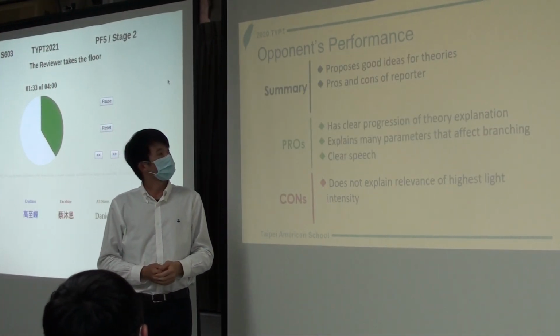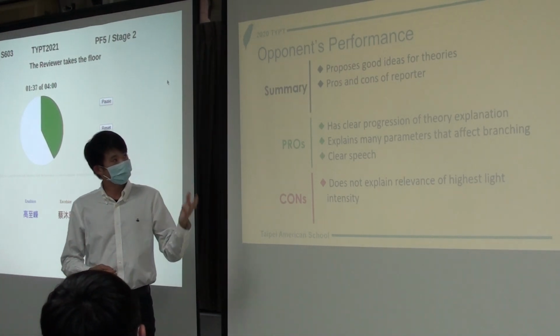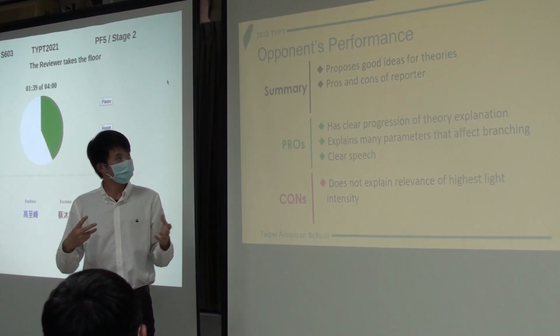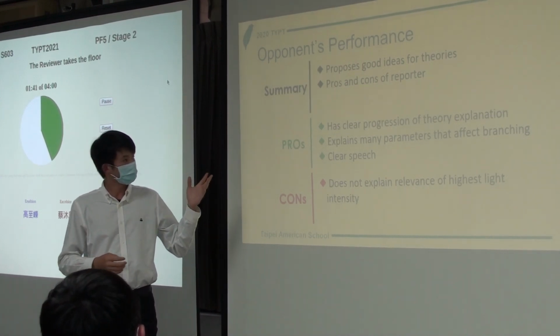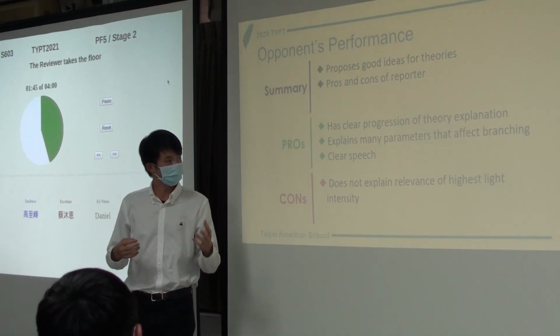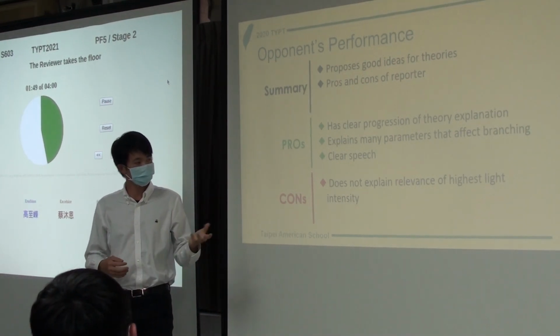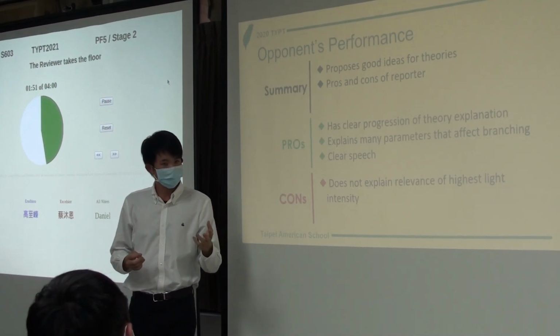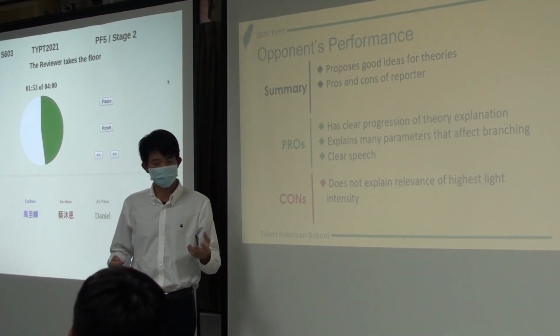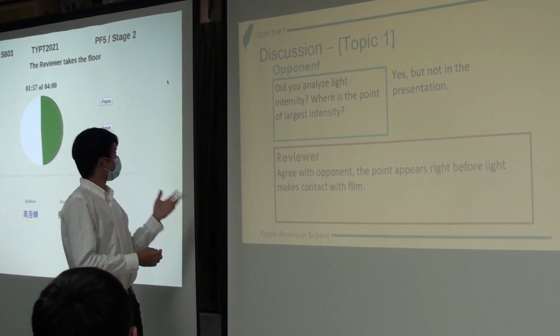Alright, so this is the opponent's performance. I thought the opponent had a great performance. He proposed good ideas for the theories of the branching of the light, and had pros and cons for the reporter. He had a clear progression of theory explanation, explained many parameters that affect the branching, and had clear speech. But for the cons, I did not think that the discussion of the highest light intensity was very relevant to the branching of light.